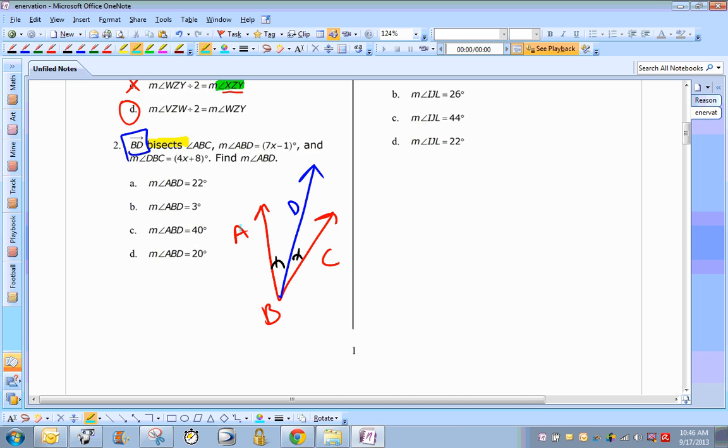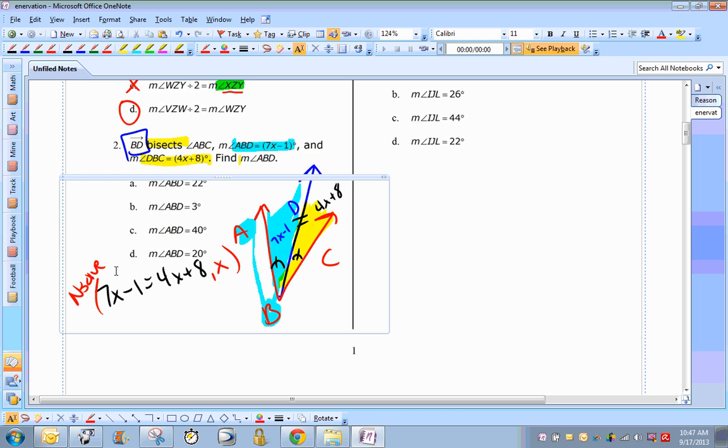Now, they tell us angle ABD, this blue one in here, equals 7x minus 1. Let's go ahead and label that, 7x minus 1. Then they tell us this angle, DBC, D to B to C, equals 4x plus 8. So we can set them equal because they're bisected and we know they're congruent. So 7x minus 1 equals 4x plus 8. From there I can solve. Just make sure you plug this into the calculator just like that.